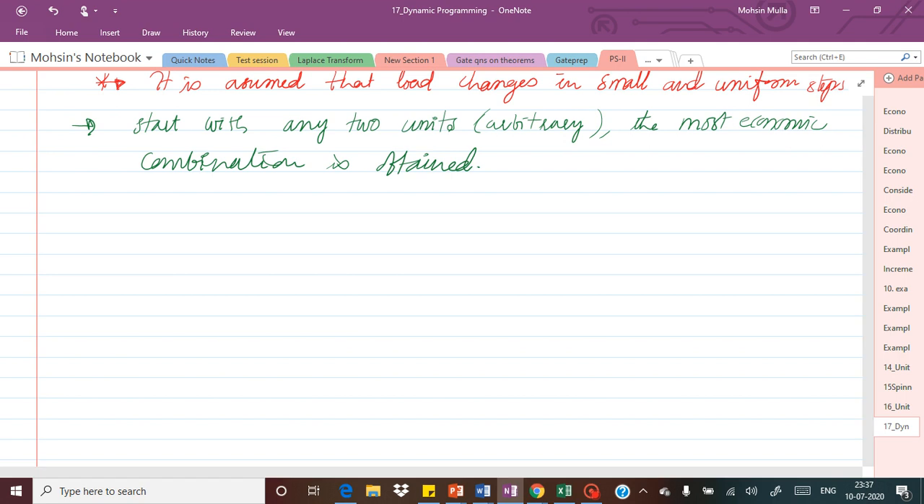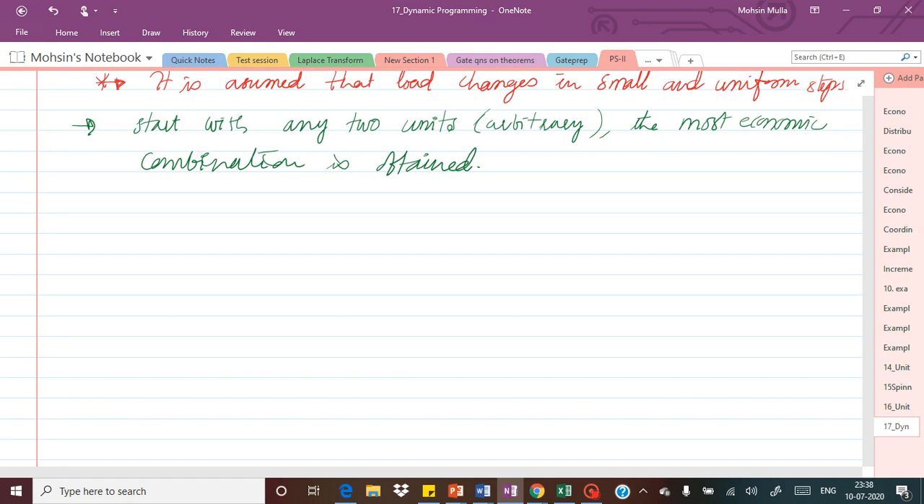For each load, the economic strategy would be to run either one unit or both units, sharing the load economically between them. These two units considered together form a particular cost curve of a single equivalent unit. That characteristic acts just like that of any other unit. This unit is nothing but the combination of the two units, and now the third unit is added.